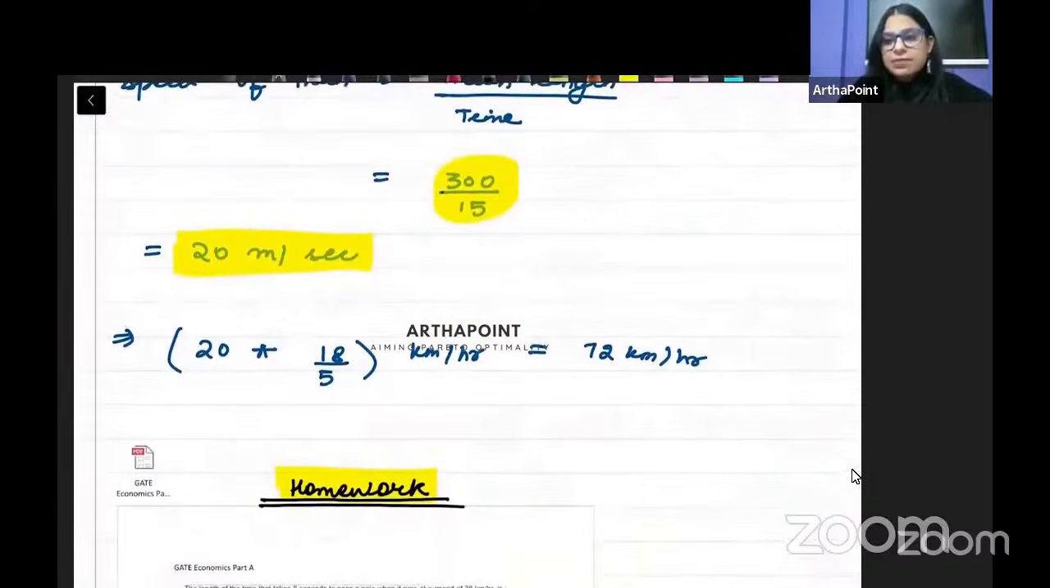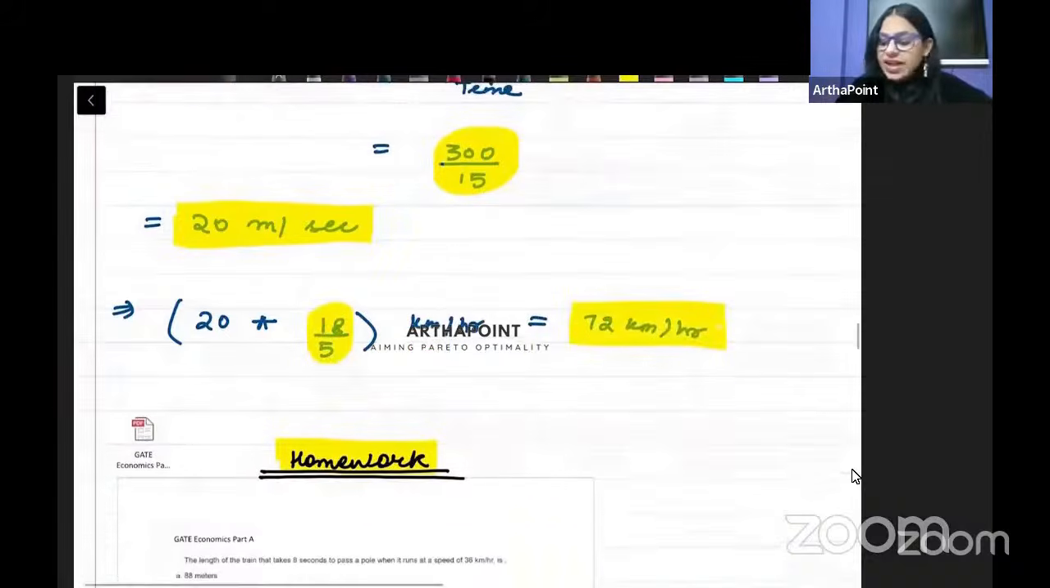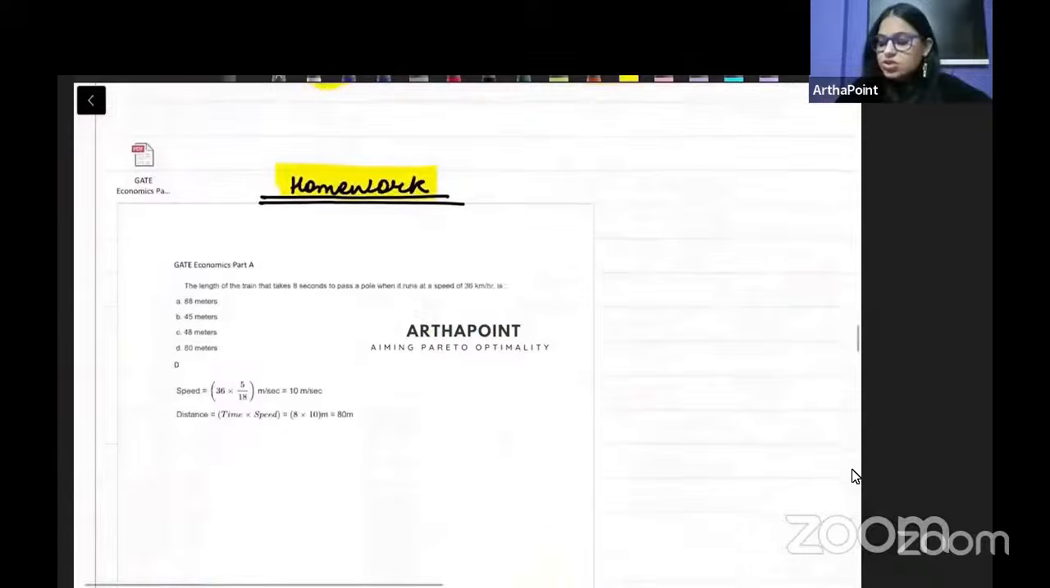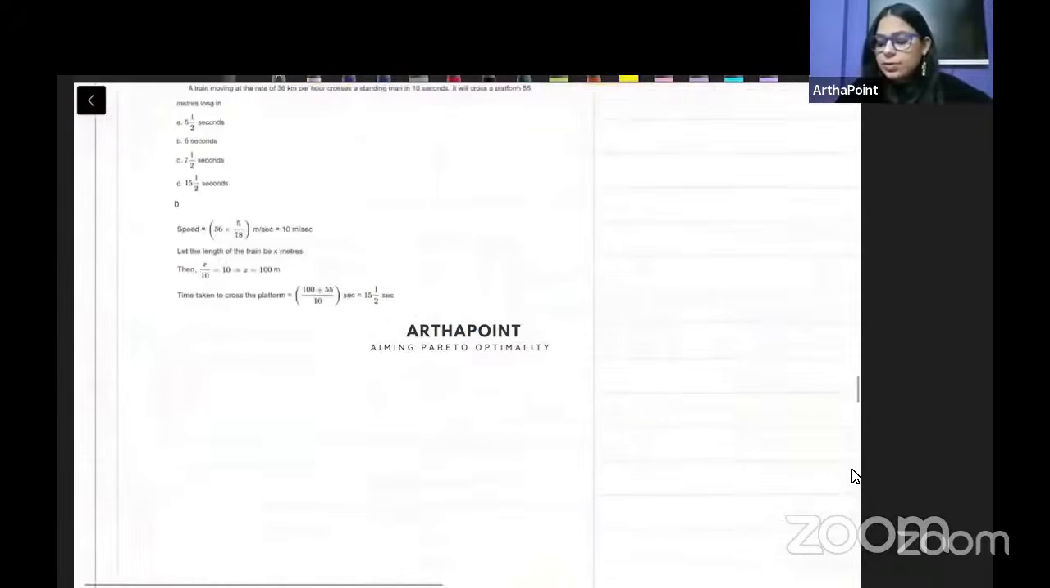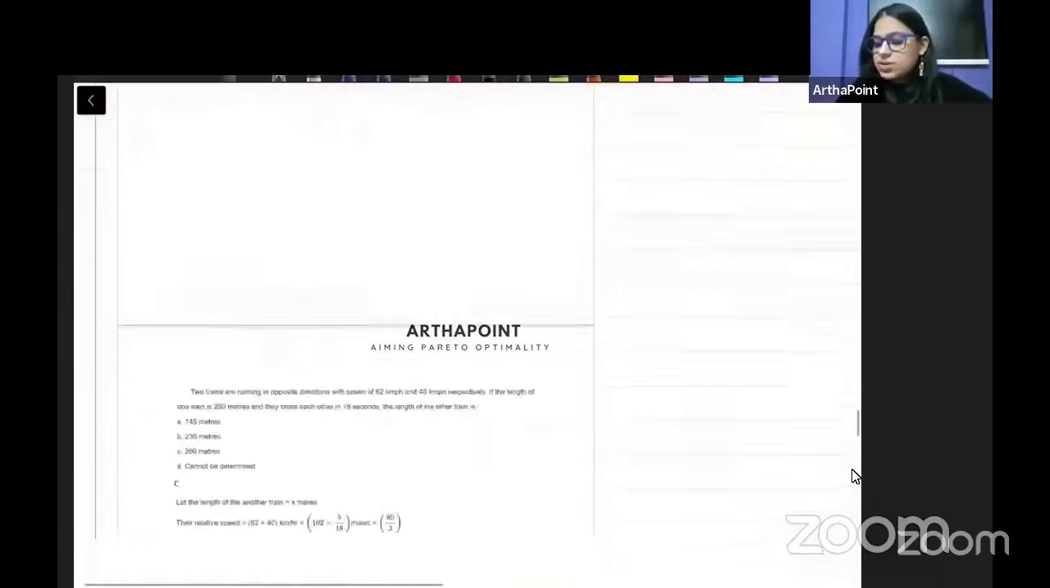And suppose in exam, they have given you in kilometer per hour, then you can just multiply it with 18 by 5 and you will get the answer in kilometer per hour. Right, beta? So that is the next part of the question set where there can be questions based out of trains, right? So this is your homework. Please do this homework well. I'm just skipping this homework.